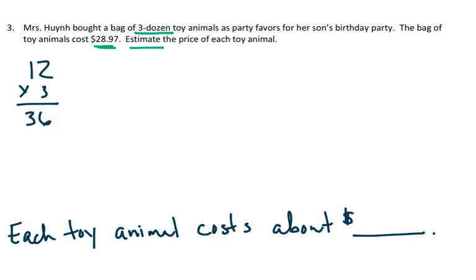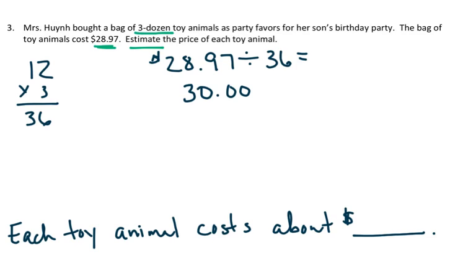So the problem is going to read $28.97, and I'm going to be dividing by 36. Since I'm estimating here, I'm going to round this to $30, and I'm going to divide it by 40. So I'm rounding 36, and I rounded it up to 40.